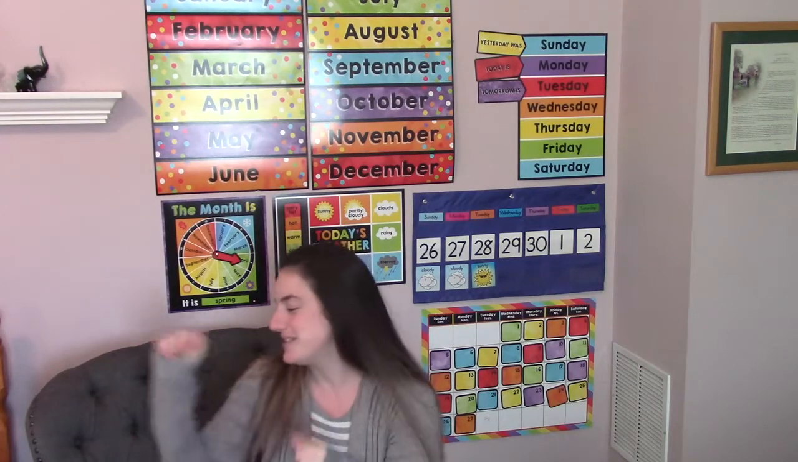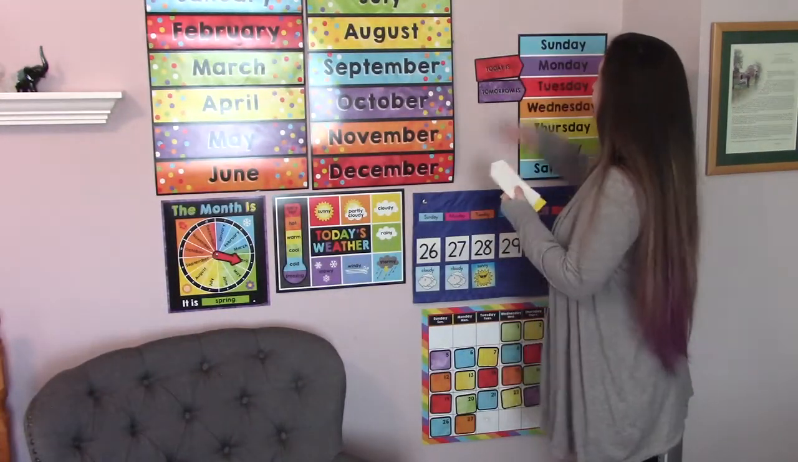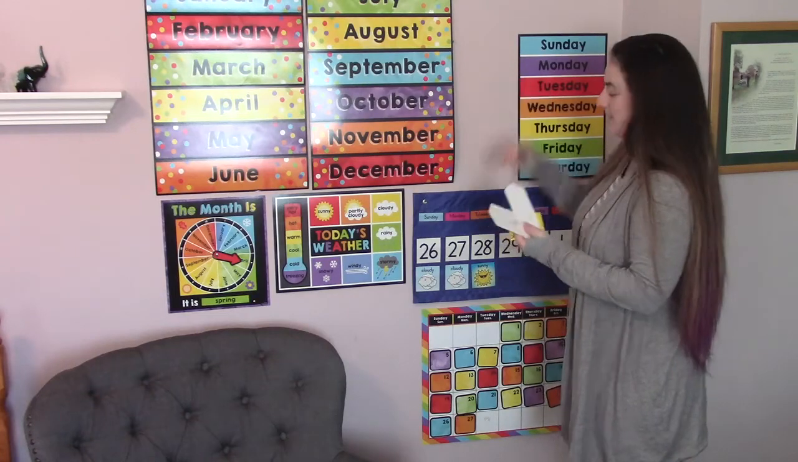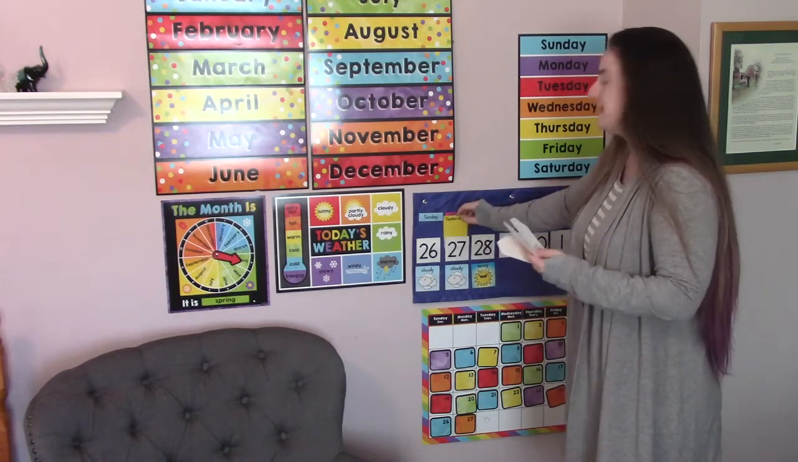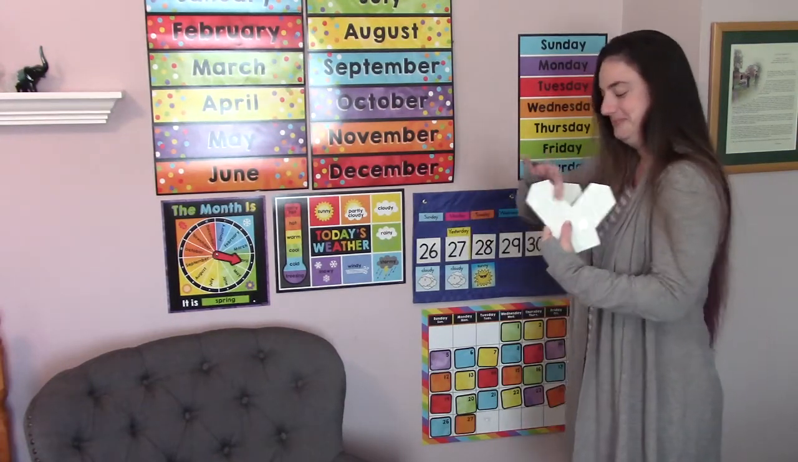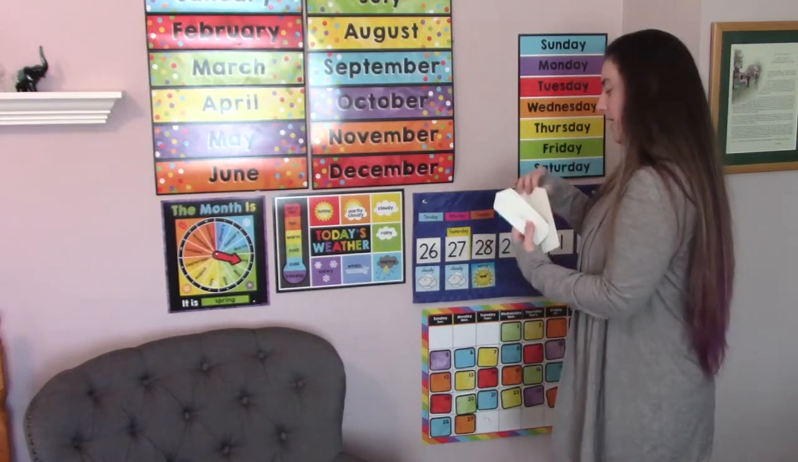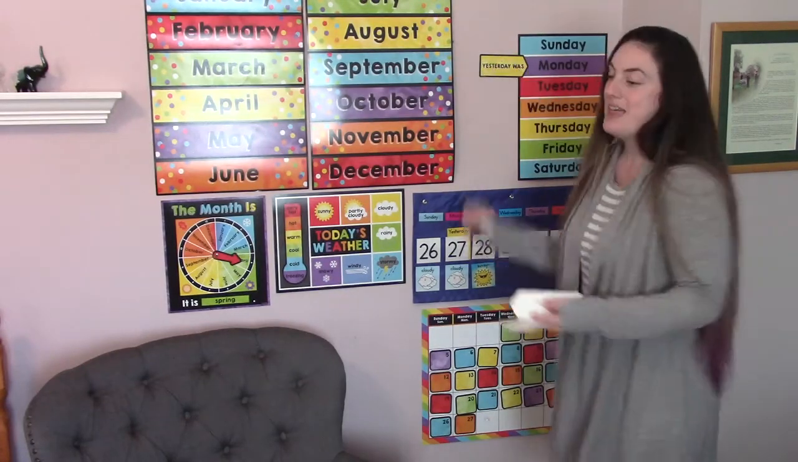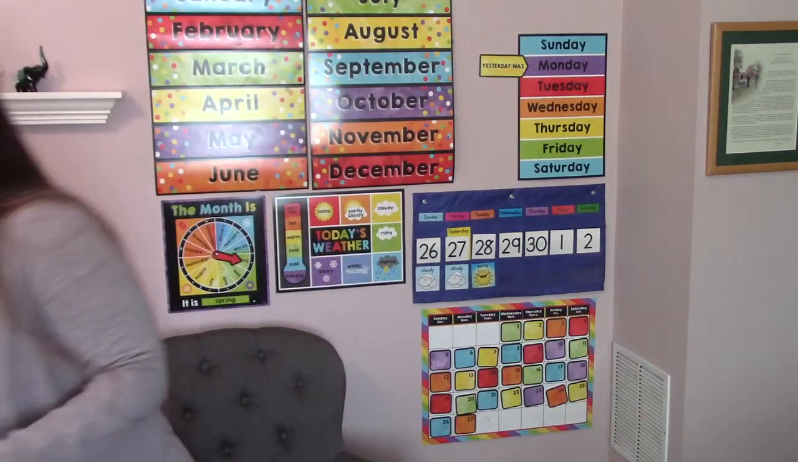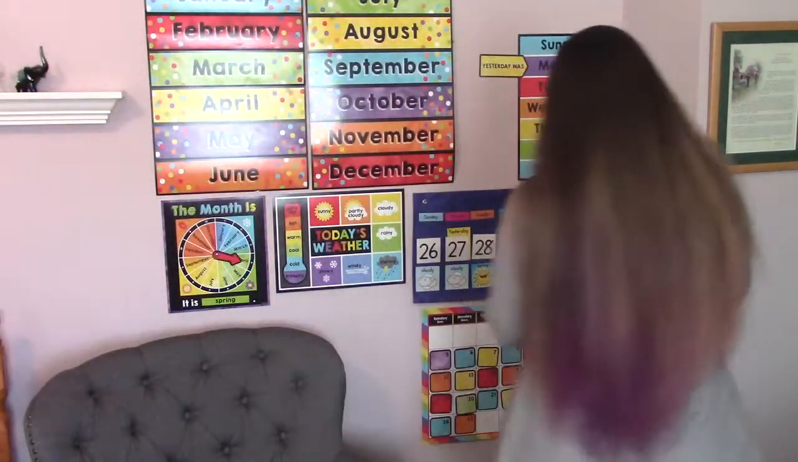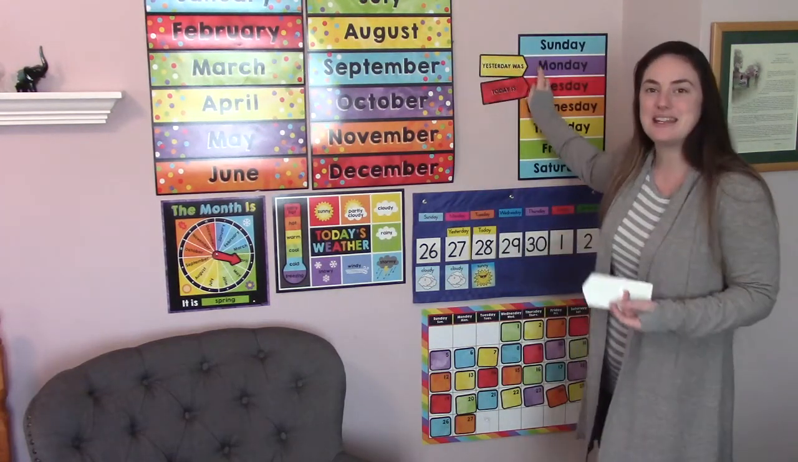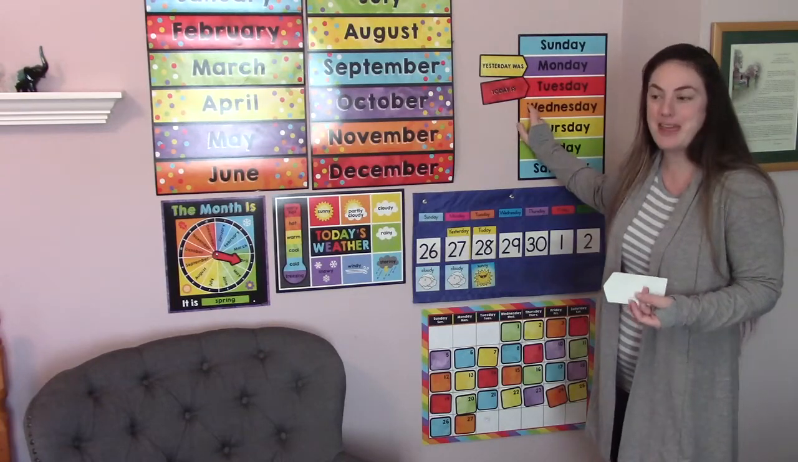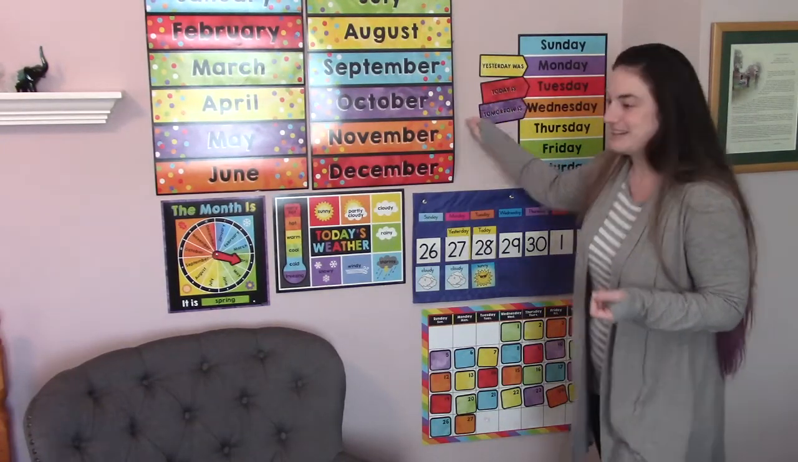Days of the week. Yesterday was Monday. If yesterday was Monday, then today is Tuesday. If yesterday was Monday and today is Tuesday, tomorrow will be Wednesday.